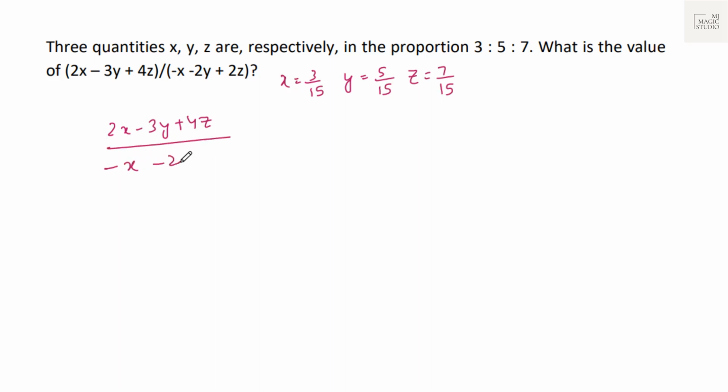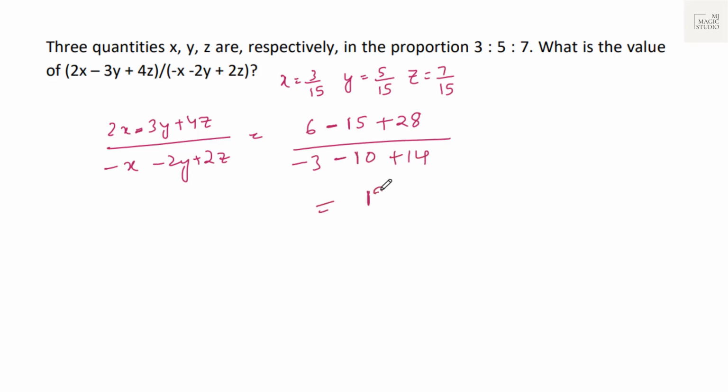No need to deal with 15 because, since it is a ratio format, 15 will vanish. You just multiply with the numerators. 2 into 3 is 6, minus 3 into 5 is 15, plus 4 into 7 is 28, by minus 3, minus 2 into 5 is minus 10, plus 2 into 7 is 14. So we have 19 by 1. 19, tap in the box. Let's move on.